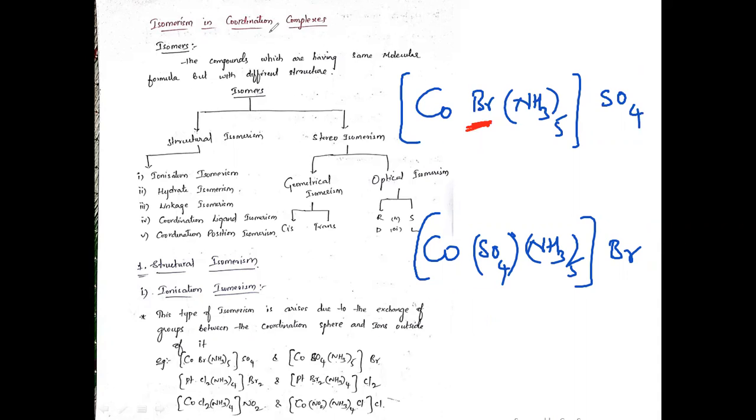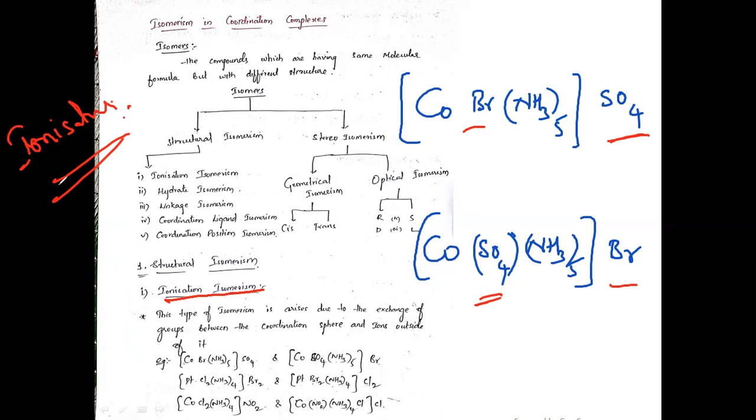And what actually is the change here? Here bromine is inside and sulfate is outside the sphere in one, and in the other the sulfate group is inside and the bromine is outside. So these types of isomers are called ionization isomers. Why are these two isomers called ionization isomers? Because there is a change in the ionization.